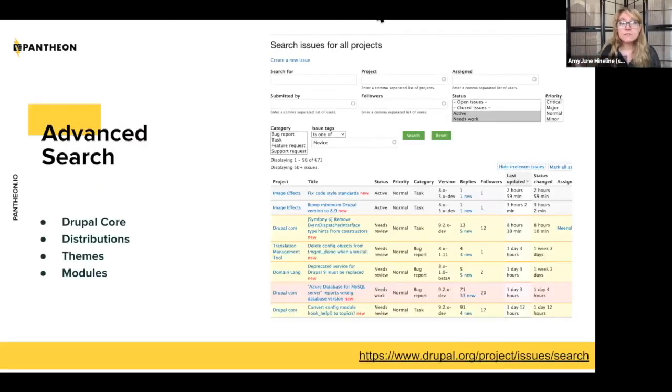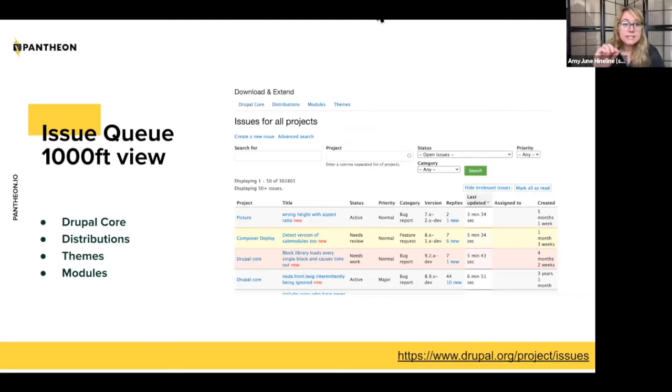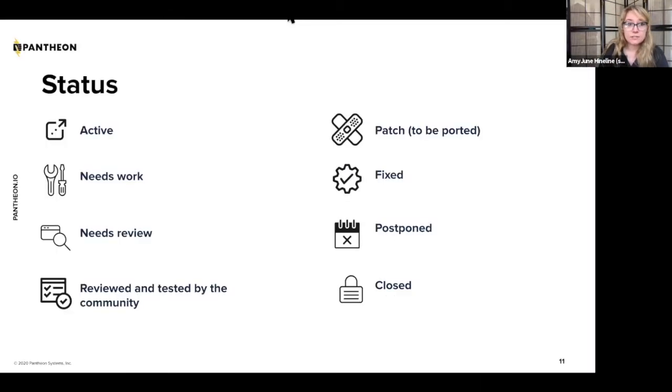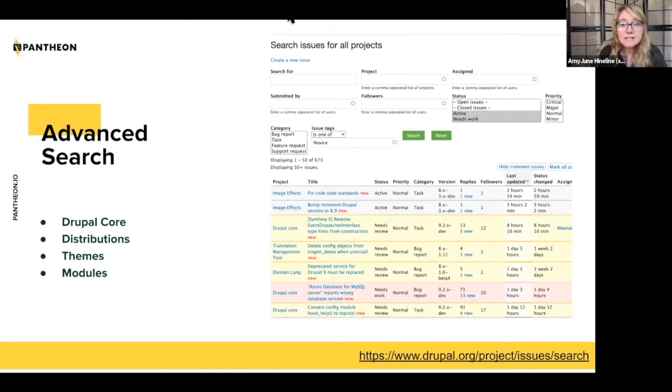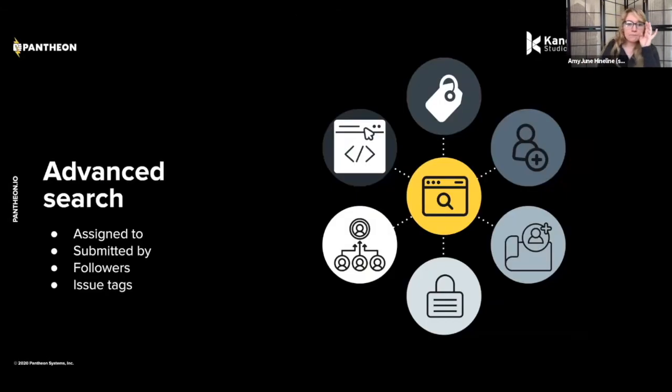And this is an image of using advanced search with the novice tag. I'm going to go back a couple slides. You can see up here under the heading issues for all projects, there's a link for create new issue, and then there's a button for advanced search as well. So we'll go back to that advanced search slide. What this does is it adds a couple more components to the search boxes for you to really hone in on what you want to work on. So the advanced search adds 4 fields.